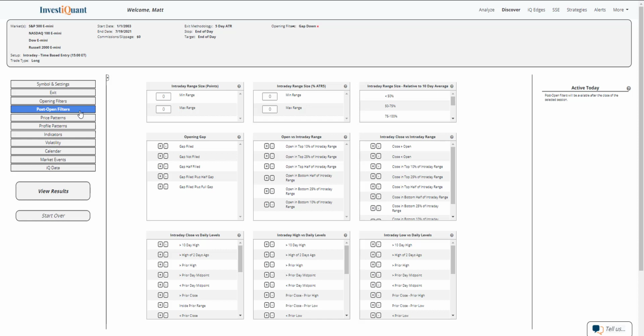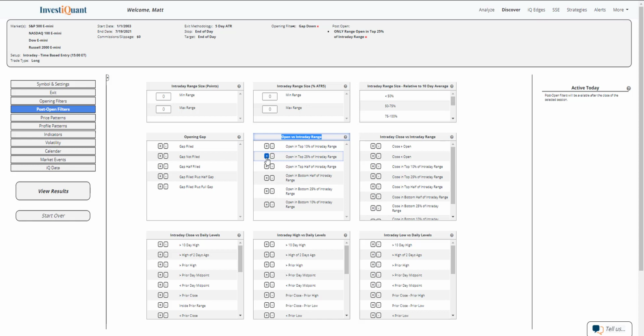Some of the key characteristics that stand out to me is we opened near the highs of the day. So I'm going to say that the open is in the top 25% of the intraday range. I'm going to hit equals right there. And then I'm going to say that the 3 p.m. price is in the bottom half of the intraday range.